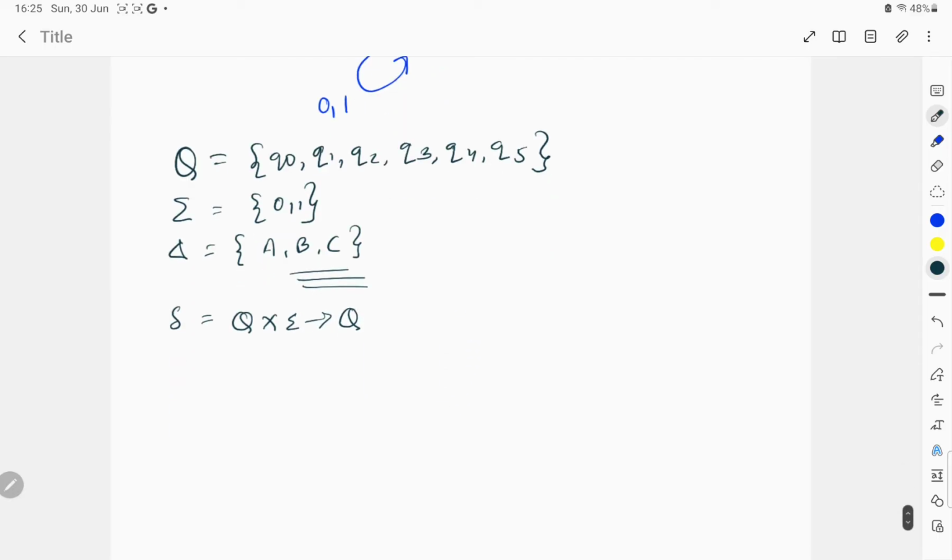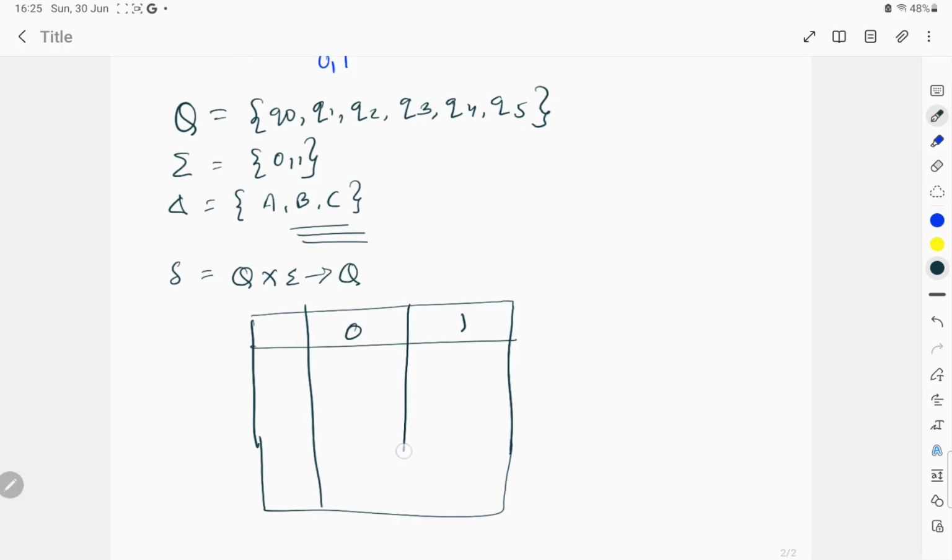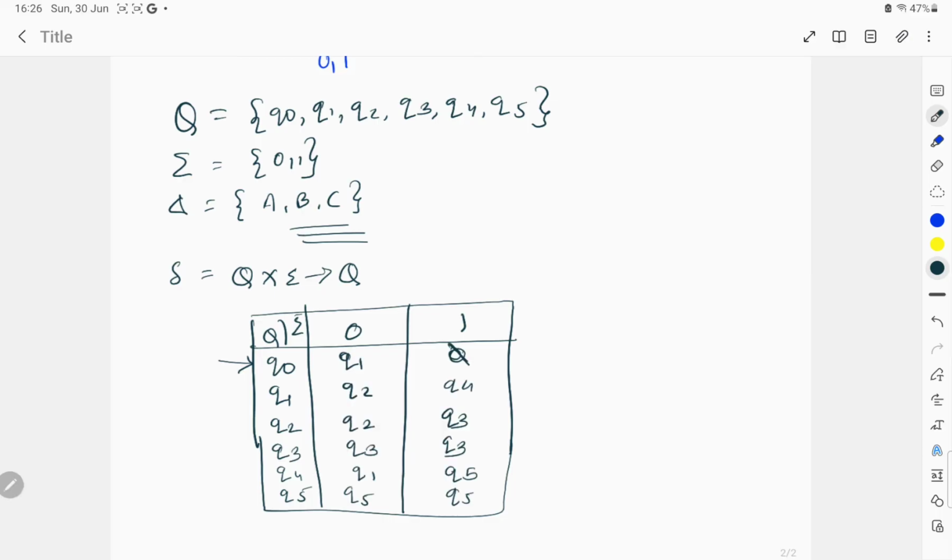And here I will draw the table for it. So Q cross sigma, what is sigma? 0 and 1 are the input symbols. What is Q? All the states, that is Q0, Q1, Q2, Q3, Q4 and Q5. Here we will show only the initial state, we will not show any final state, because in Moore and Mealy machines there are no final states, right? So now the table will look something like this. Okay, now we have written all the values.